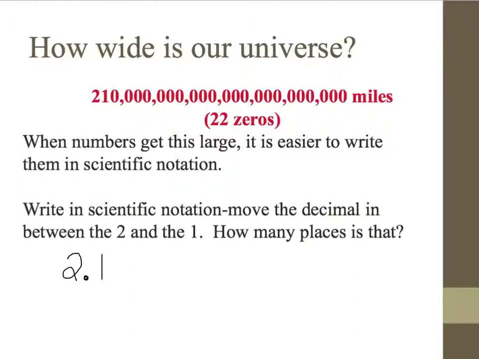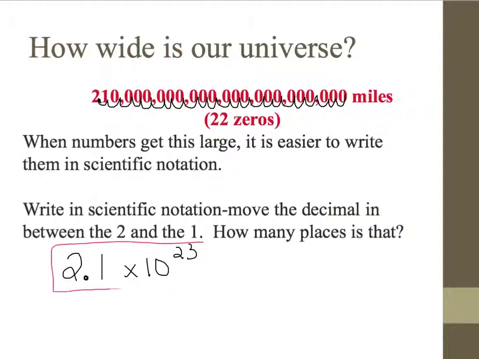Then to figure out how many places they go, I want to think about how many places I have to go. So times 10, and these are all zeros, to the 1, 2, 3. Okay, so I just counted 23 spaces, so times 10 to the 23rd. Writing my answer in scientific notation, it's 2.1 times 10 to the 23rd power.